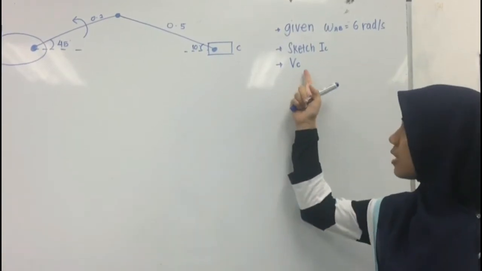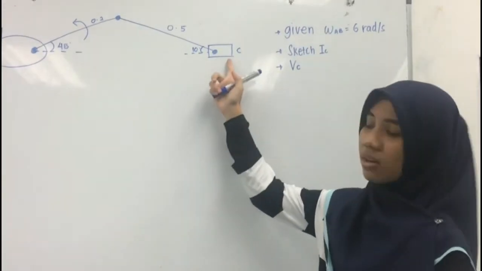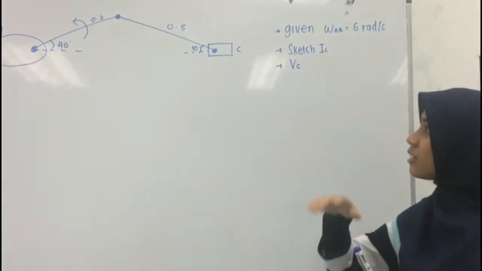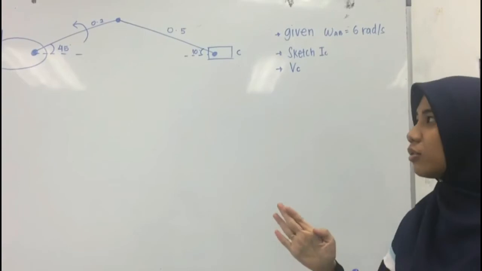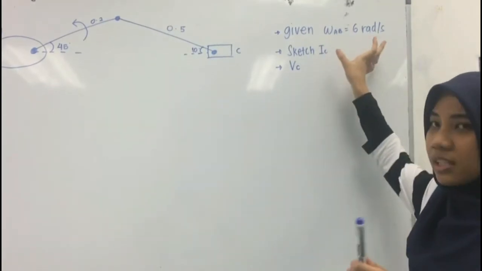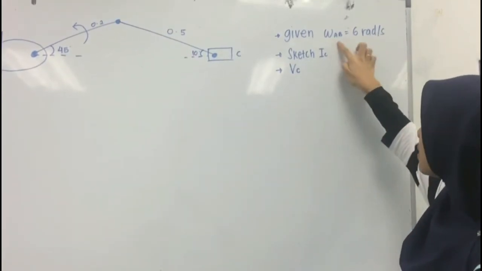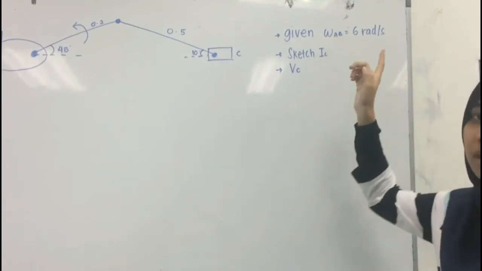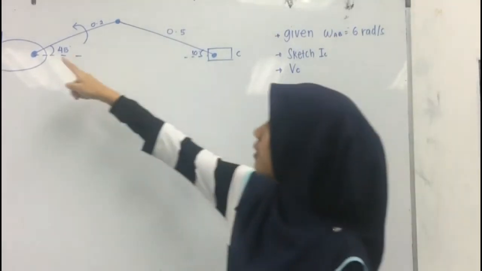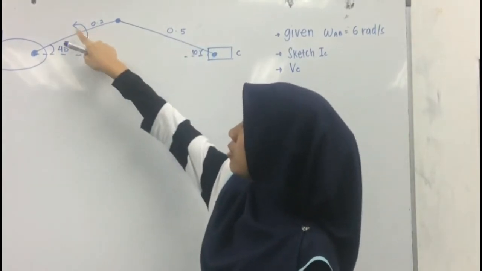dan BC yang mana maksudnya adalah velocity of block C. Sekarang saya akan describe macam mana kita nak tackle soalan tu. First kita akan tahukan soalan tu bagi apa. Information yang dibagi adalah omega AB, iaitu angular velocity of length AB. Ini adalah angular velocity dia.